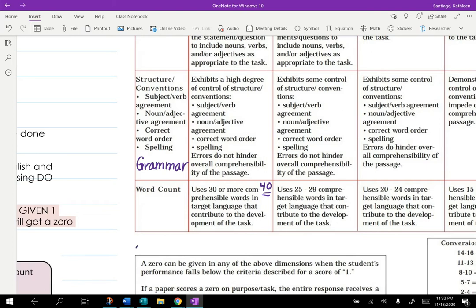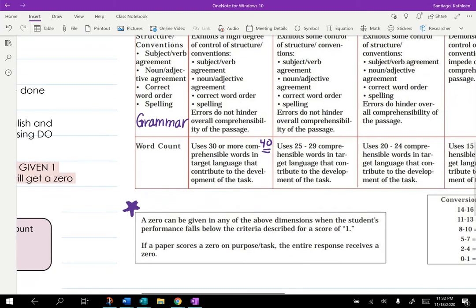This is really important right here. So that's my best star right now. What is this that's so important? It says a 0 can be given in any of the above dimensions or categories when the student's performance falls below what the criteria describes for a score of a 1. But this is super important: if a paper scores a 0 on the purpose or task, the entire response will receive a 0.